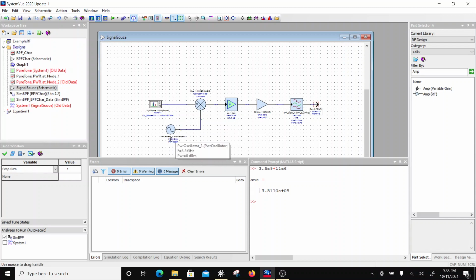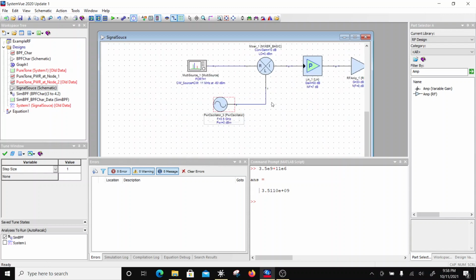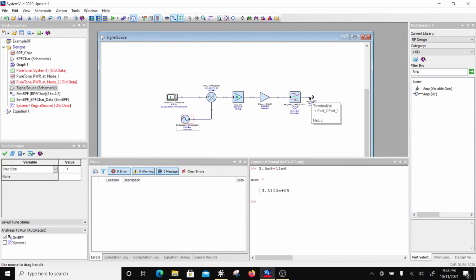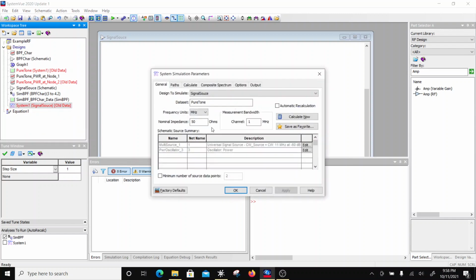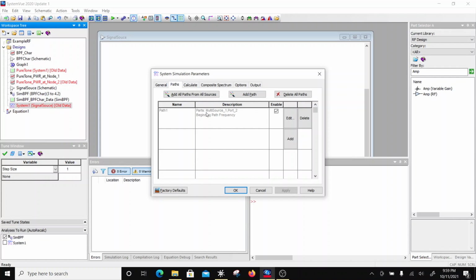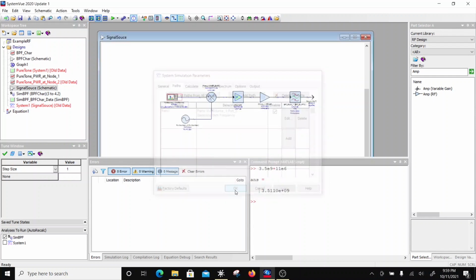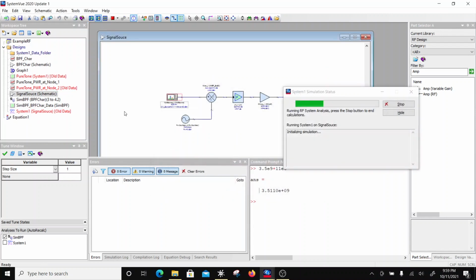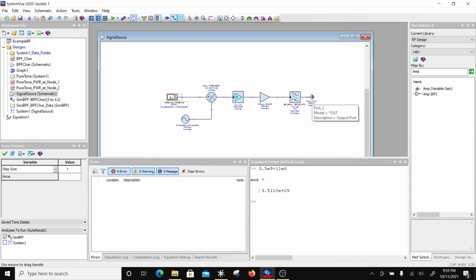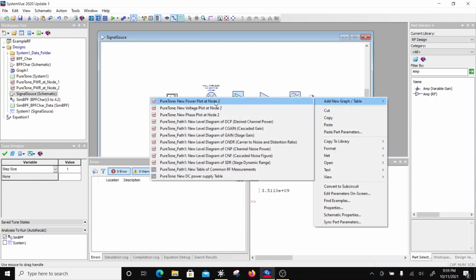Well, there is another RF path which is going to be oscillator to this output port. So I can specify multiple paths. Let's say I'm doing analysis on this forward path between the source and the output. So I have added the path here. If I go to paths, it says the path goes from multi-source 1 to port 2. Now if I do the analysis and right click over here, I can have more choices.